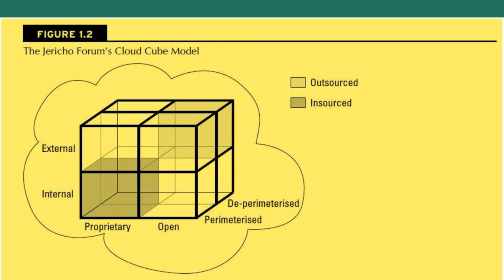Then the degree of vendor's application lock-in. Again, the lock-in will be more for the proprietary one, and for open it will not be so. Then next we have the perimeterized and deperimeterized. Perimeterized we call the PER, and deperimeterized we call the DP. It is a measure of whether the operation is inside or outside the security boundary or the network firewall. So this is concerned with the security boundary.